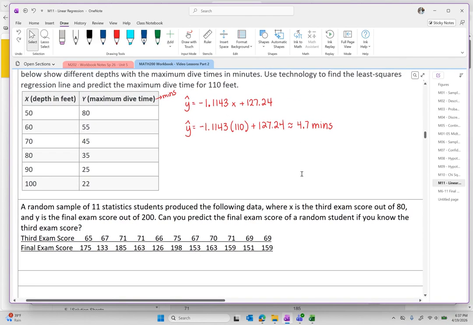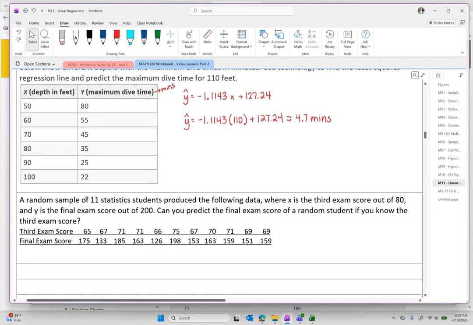So the next question would be, if I have a random sample of 11 statistics students, produced the following data that gives me the third exam score and the final exam score. Can we predict the final exam score of a random student if we know the third exam score? And again, it all depends on whether we do have a good and strong correlation to make a prediction.